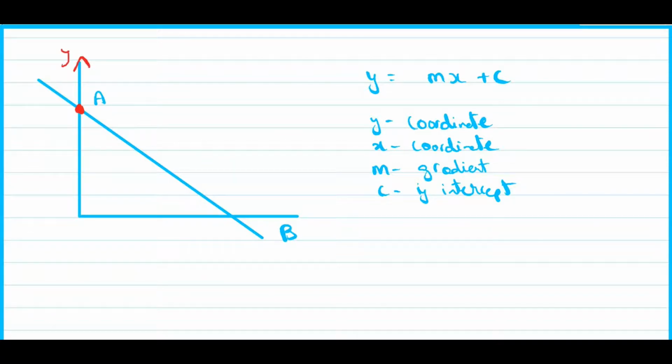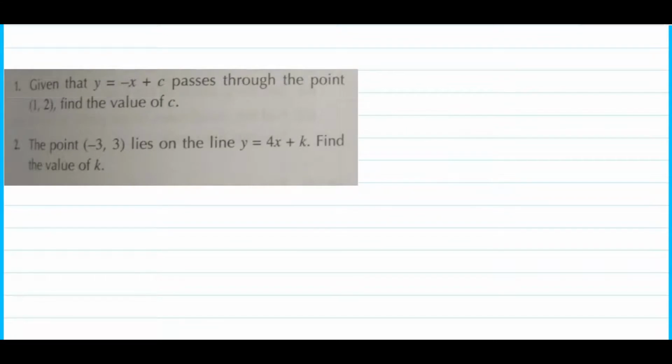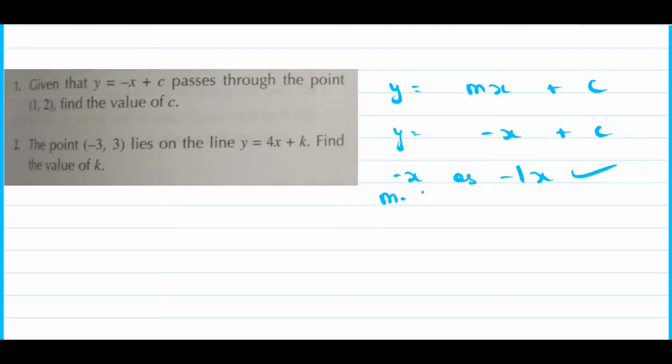Now let's move on to the questions. Now over here we have this question 1. Given that y is equals to minus x plus c passes through the point 1, 2, find the value of c. Now we need to find the value of c. First of all, your equation is y is equals to mx plus c. And over here the equation is y is equals to minus x plus c. So can I write minus x as minus 1x? Yes, I can write. Therefore your gradient m would be minus 1.